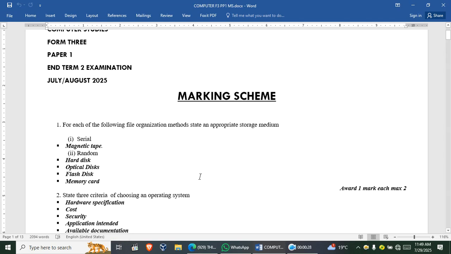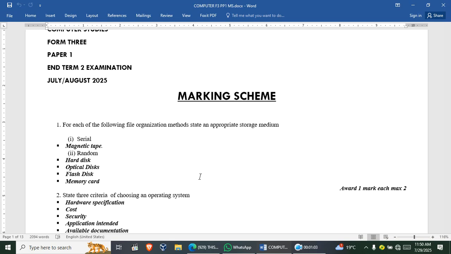Now, this topic is called data processing and subtopic file organization methods. So we usually have the serial and random and others, but for this question, we need to have examples of serial file organization methods, whereby we are supposed to have magnetic tape. On random access or in random file organization methods, we have hard disks, we have optical disks, flash disk, and memory cards. Then we have question number 2.